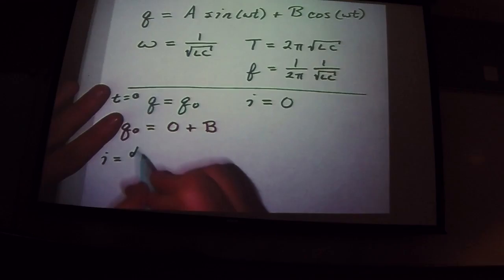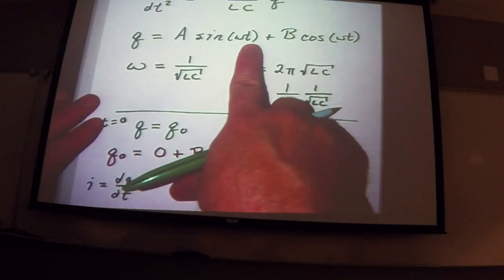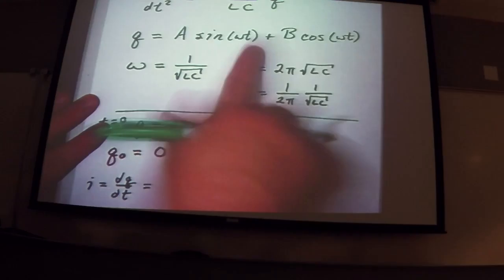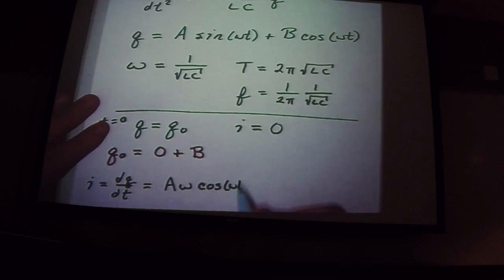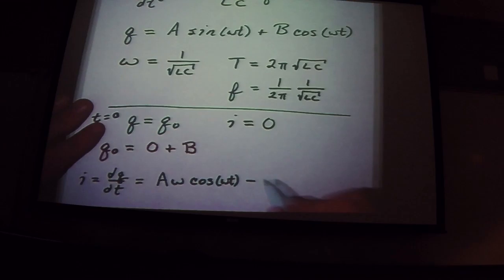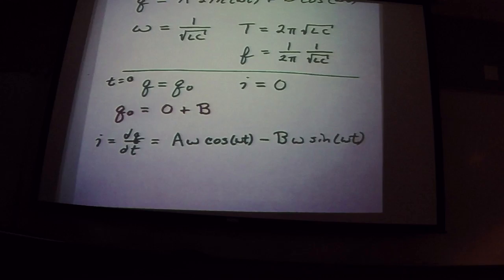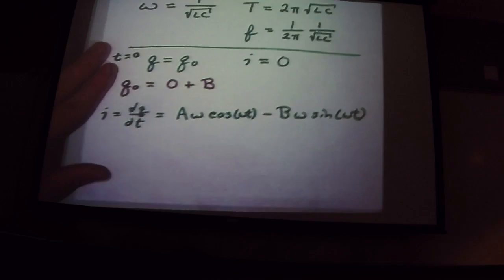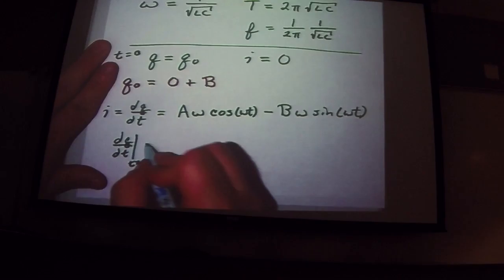How do I get I out of this thing? I have to take a derivative of it. So if I take a derivative of this, I get my current. So I equals dQ dt. So derivative of sine is cosine, and then a factor of omega comes out. So this is A omega cosine omega t. No, it's not. Derivative of cosine is negative sine. So the negative B factor of omega comes out, sine of omega t. Now we take this and evaluate it at t equals 0 for our initial conditions.